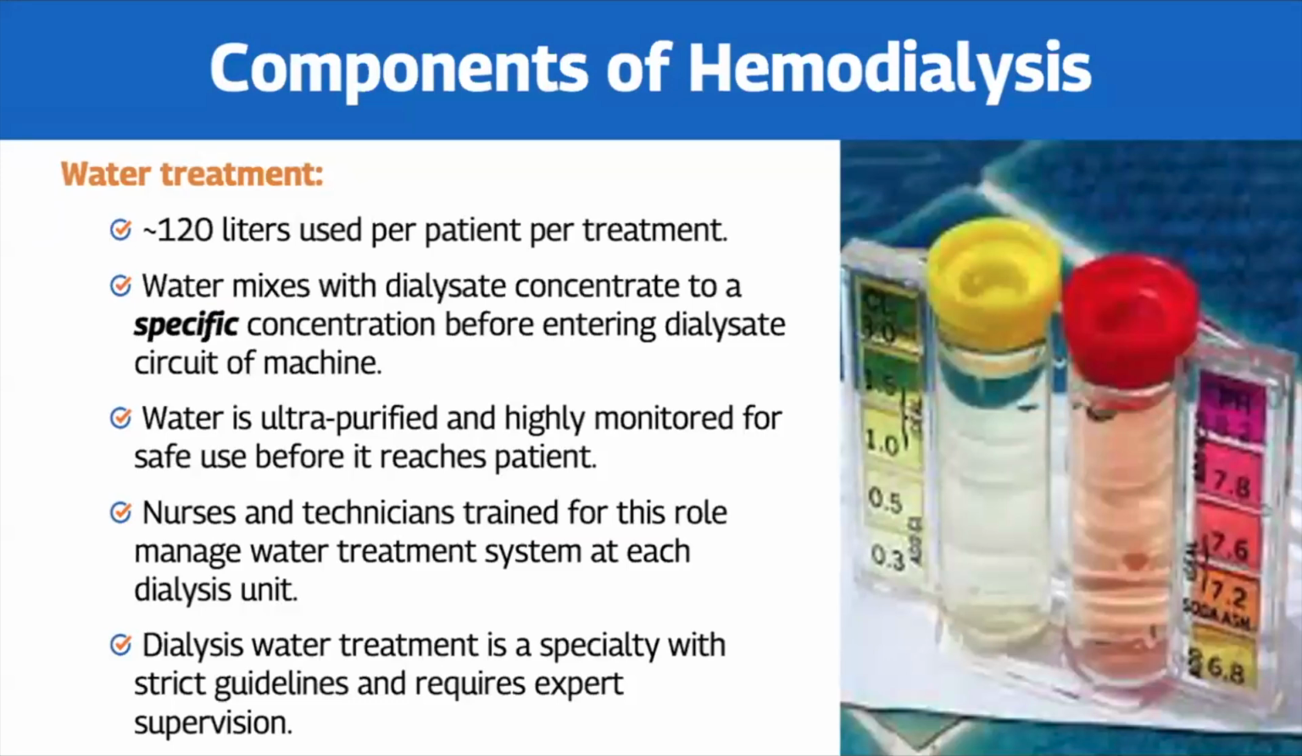Water treatment is a very important aspect of hemodialysis. The patients are exposed to about 120 liters of water per treatment when they're on hemodialysis. The purified water mixes with dialysate concentrate to a specific concentration before entering the dialysate circuit of the machine. The water is ultra purified and highly monitored for safety.